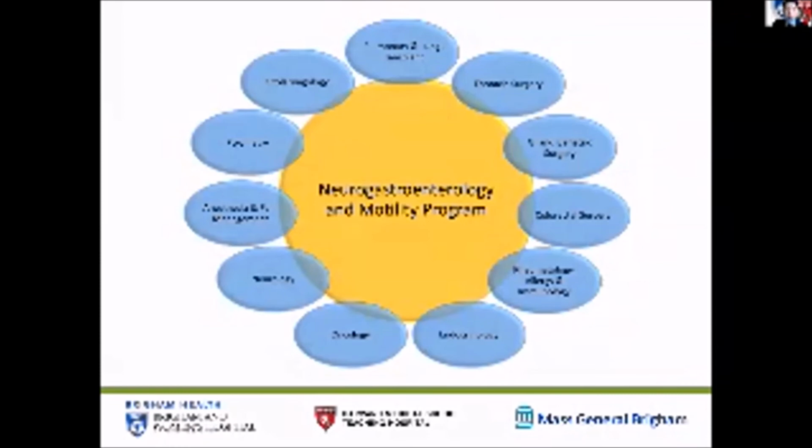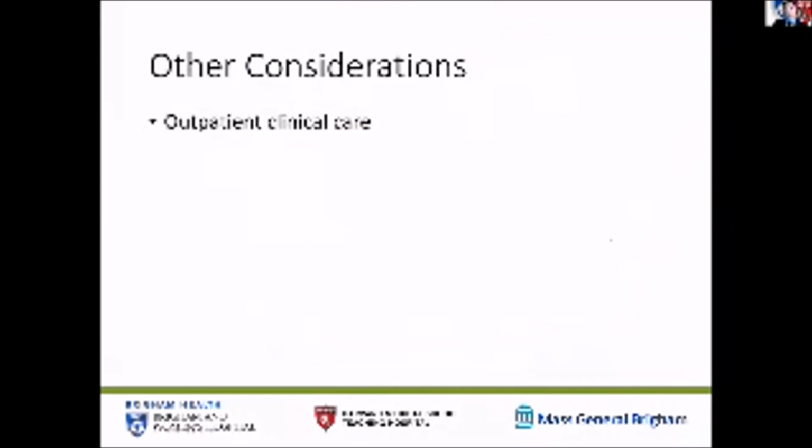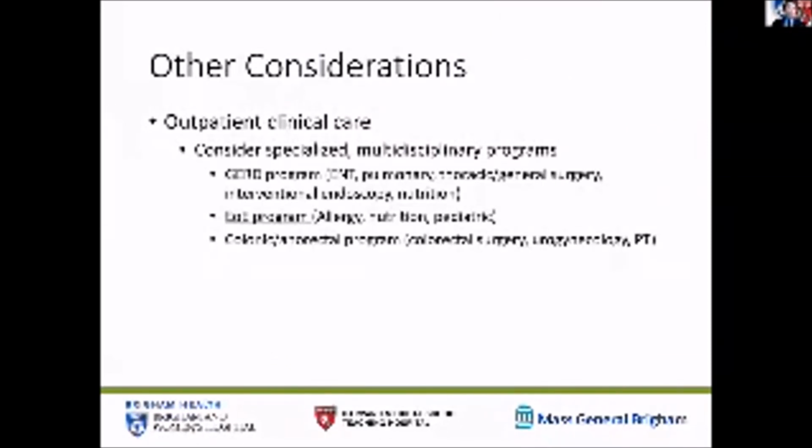There are also a number of other considerations we should have when building a program. For outpatient clinical care, consider building specialized multidisciplinary programs. These may include, for example, a comprehensive GERD program where you collaborate with ENTs, pulmonary physicians, thoracic and general surgeons, maybe interventional endoscopists because of some of these newer endoscopic anti-reflux treatments, and nutritionists, to build maybe a multidisciplinary clinic where patients can have sort of one-stop shopping for seeking care. An EoE program may include allergists, nutritionists, or pediatric providers for eosinophilic esophagitis.